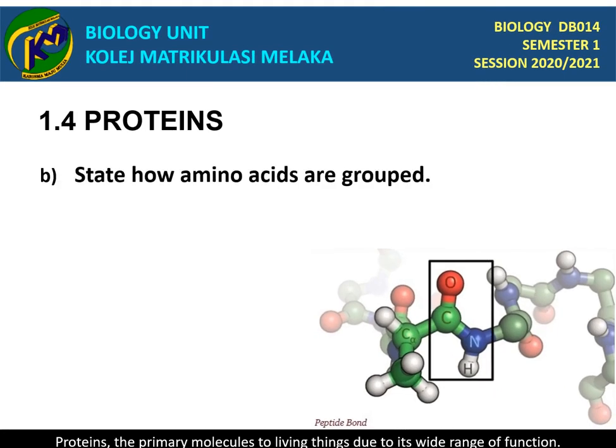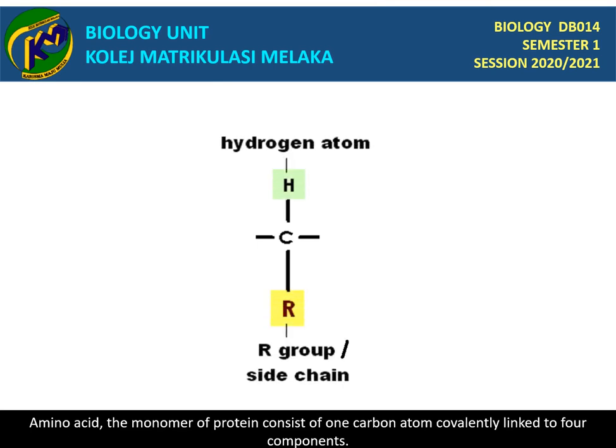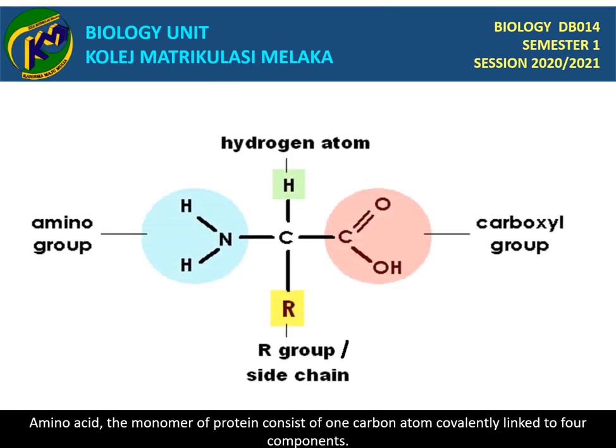There's another important polymer in living cells, which is proteins. Amino acid, the monomer of proteins, consists of a C atom covalently linked to four components, which are a hydrogen atom, an R group or side chain, and another two functional groups, which are the NH2 amino group and the COOH carboxyl group.